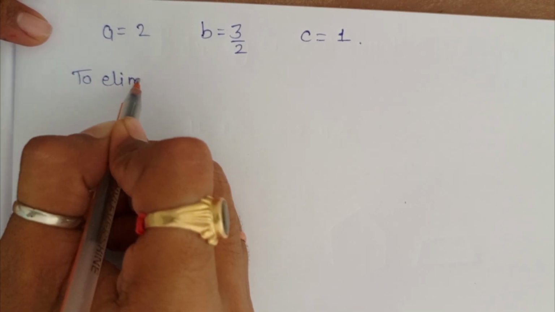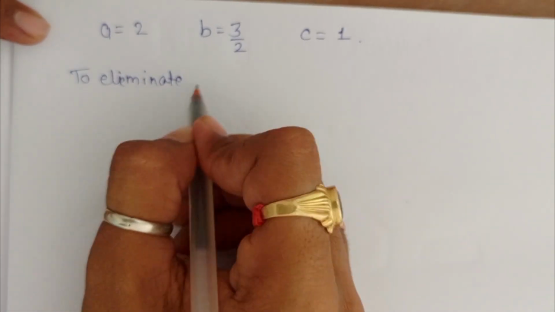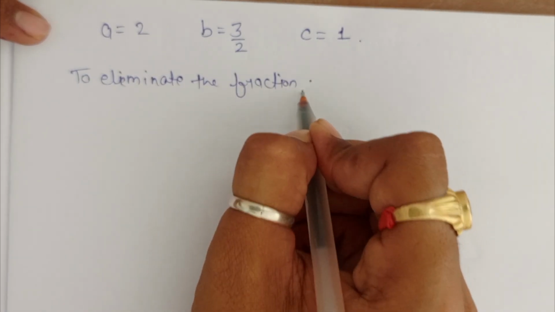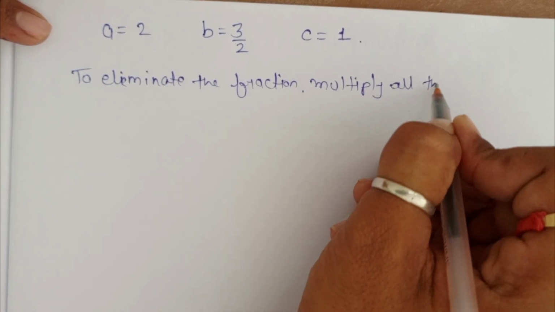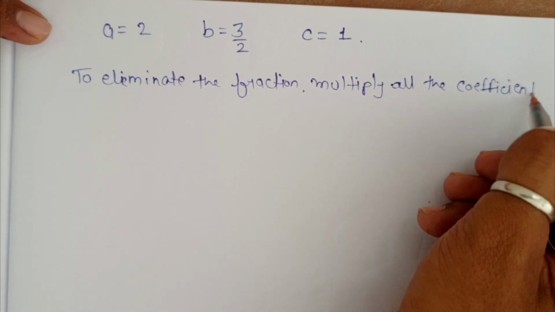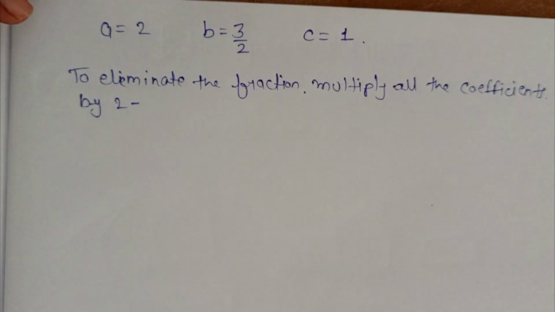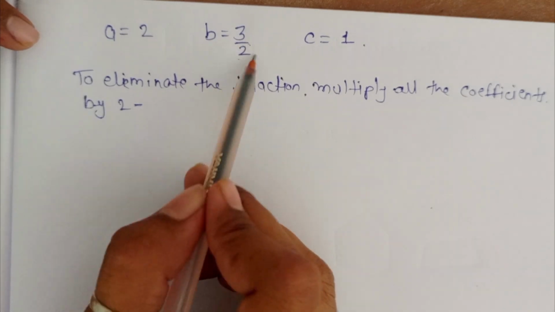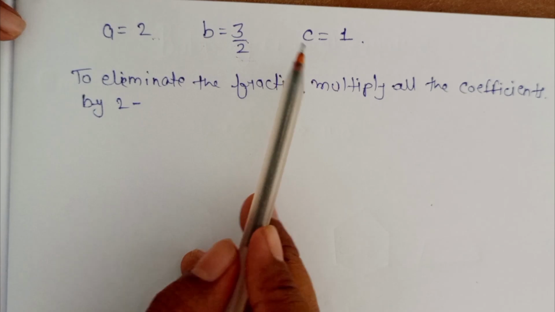To eliminate the fractional value, the fraction, multiply all the coefficients by 2. Why do we multiply by 2? Because the value in the denominator is 2. So we will multiply all the coefficients by 2.